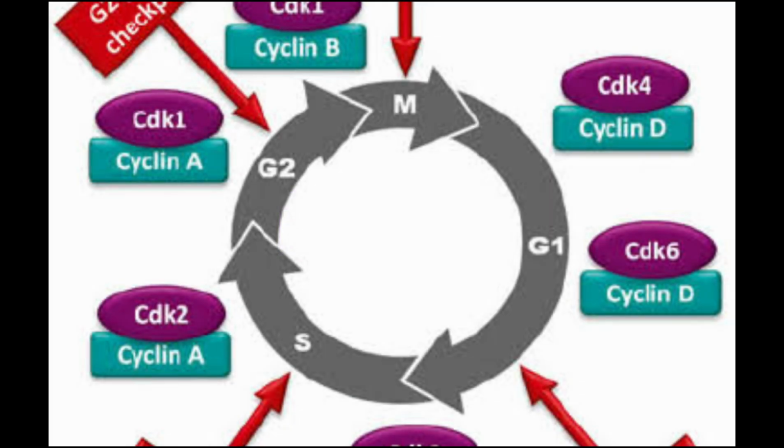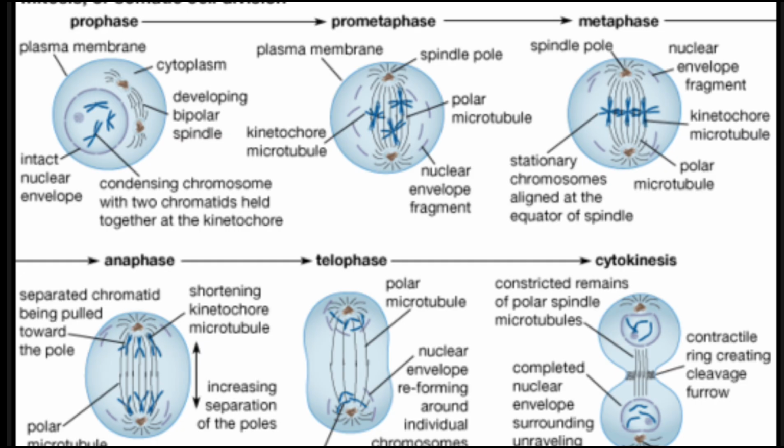The interphase is made up of the G1 phase, the S phase where synthesis takes place, and the G2 phase, that is the gap 2 phase. And the M phase consists of mitosis, where prophase, metaphase, anaphase, and telophase happen. In prophase, the chromosomes condense and become visible, the nuclear envelope breaks down, and the mitotic spindle begins to form. In metaphase, the chromosomes align at the metaphase plate, attached to the spindle fibers.